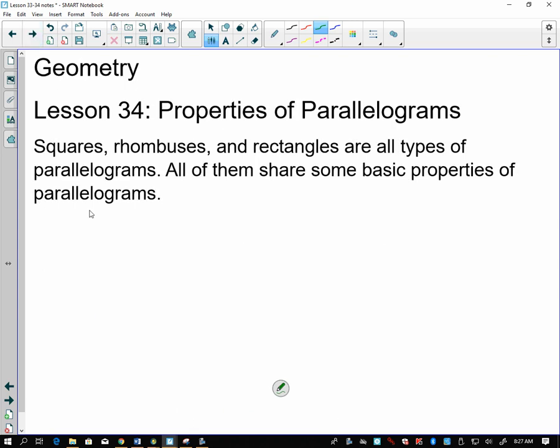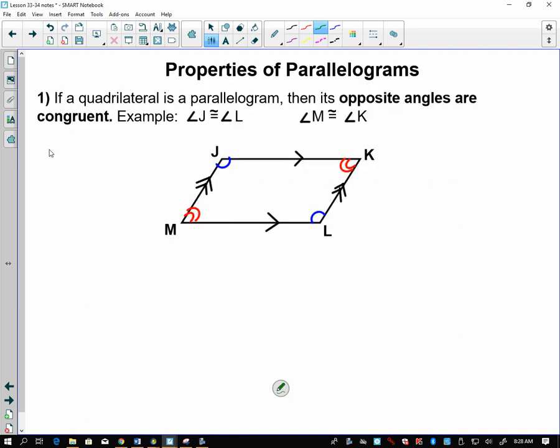All right, lesson 34, properties of parallelograms. There are effectively 4 properties of parallelograms that you want to know. These 4 things are true. You want to know them. In terms of parallelograms, we're talking about squares, rhombuses, and rectangles. These are all types of parallelograms. All of them share some basic properties of parallelograms. They'll all share these 4 properties.